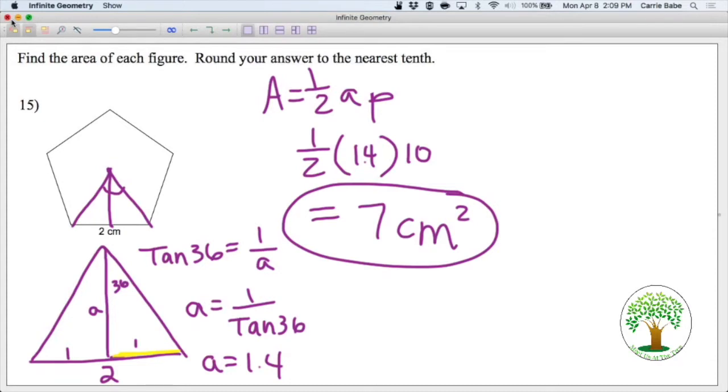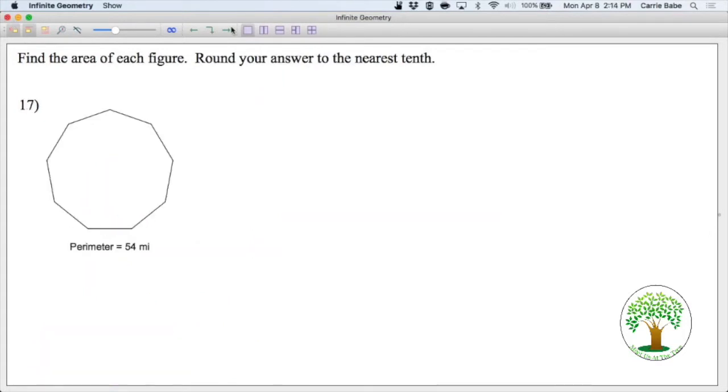Move over to 17. 17 says, find the area of each figure. Round to the nearest tenth. It gave you the perimeter. How does that help us now? It basically doesn't do anything. We don't have any fewer steps.